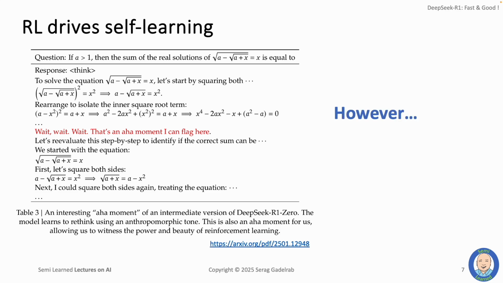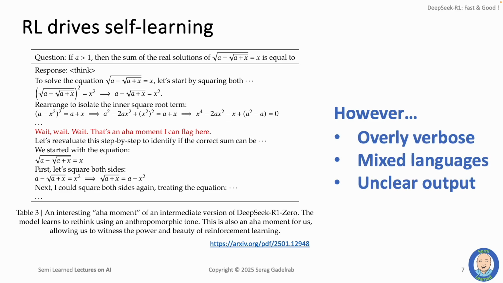However, all was not so rosy with R1-Zero. Notwithstanding the nice example we have here, R1-Zero was often found to be too verbose, prone to mixing English and Chinese in its answers, and it provided unclear explanations even when the answers were correct. It was thinking correctly, but it was not expressing itself very well.